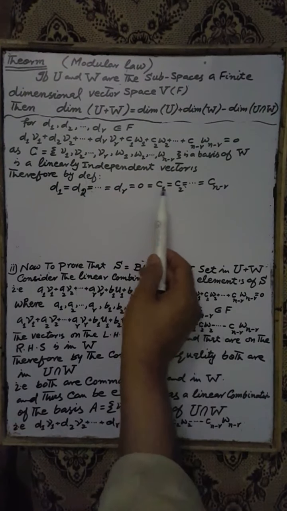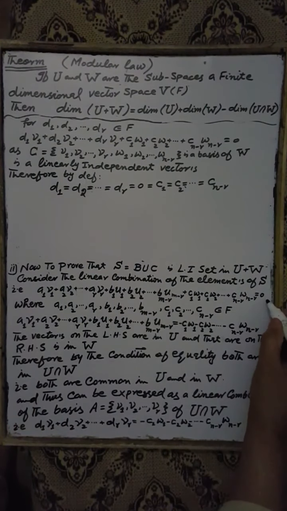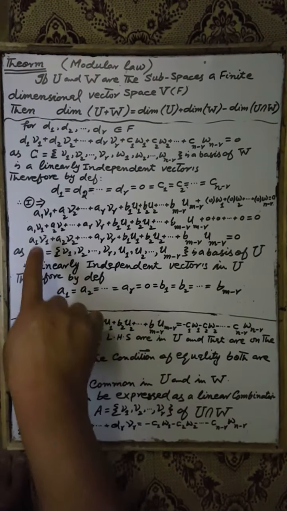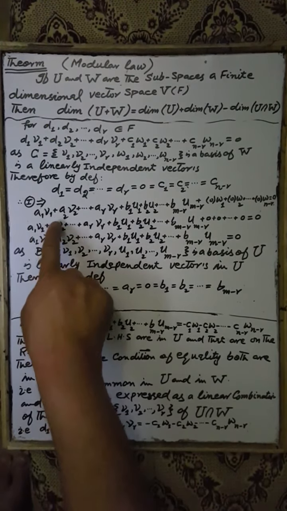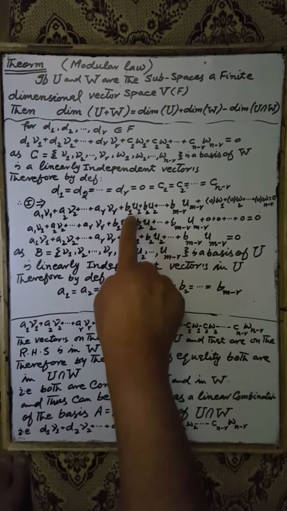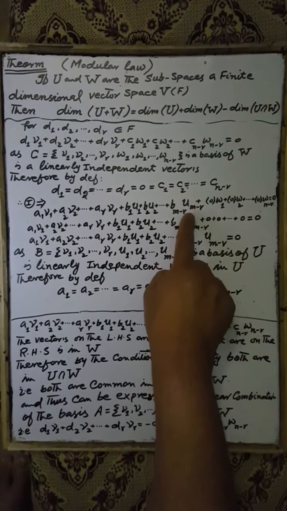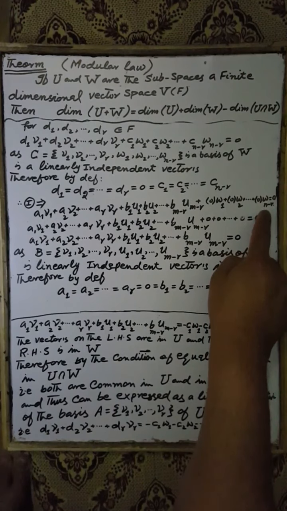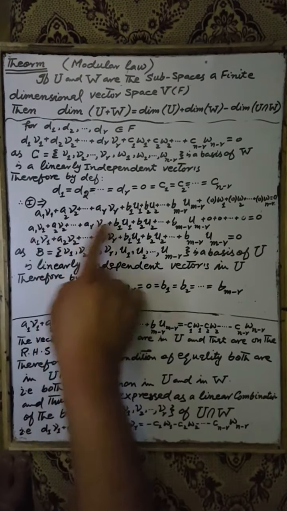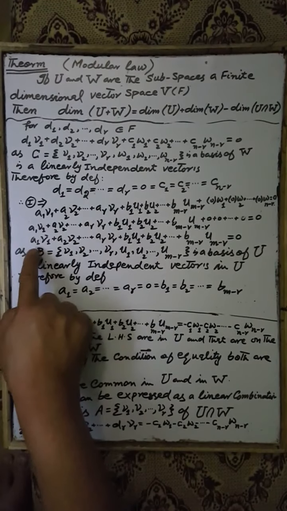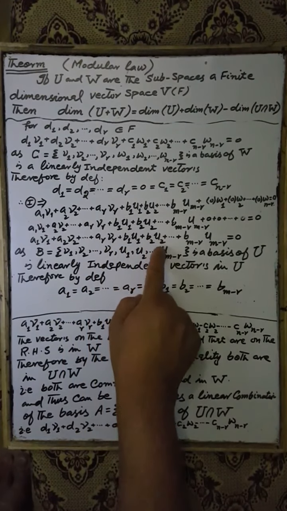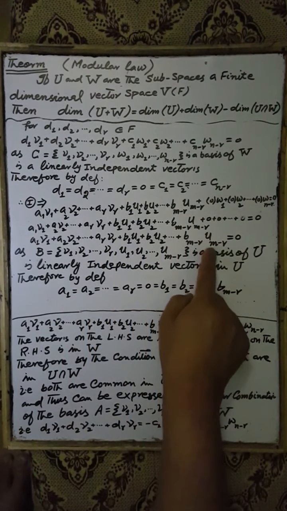Put the values of c1, c2 up to c(n minus r) in equation number first. This is your equation number first. Thus, equation first implies that a1 v1 plus a2 v2 up to ar vr plus b1 u1 plus b2 u2 up to b(m minus r) u(m minus r) plus 0 multiplied by w1 plus 0 multiplied by w2 up to so on plus 0 multiplied by w(n minus r) is equal to 0. After simplification we get a1 v1 plus a2 v2 plus up to so on plus ar vr plus b1 u1 plus b2 u2 plus up to so on plus b(m minus r) u(m minus r) is equal to 0.